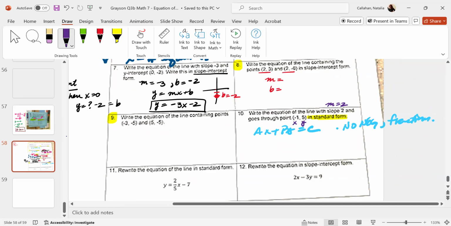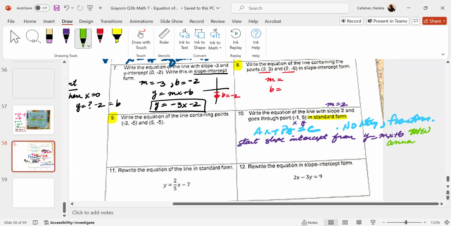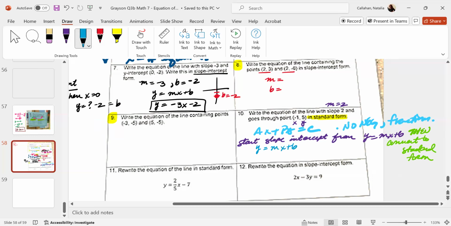In standard form, right? You can't just write it in standard form. You got to start with slope-intercept form, which is y equals mx plus b, right? And then convert to standard form. You understand? All right, so let's start off with that. Y equals mx plus b, right? You're given the slope and you're given y and x.